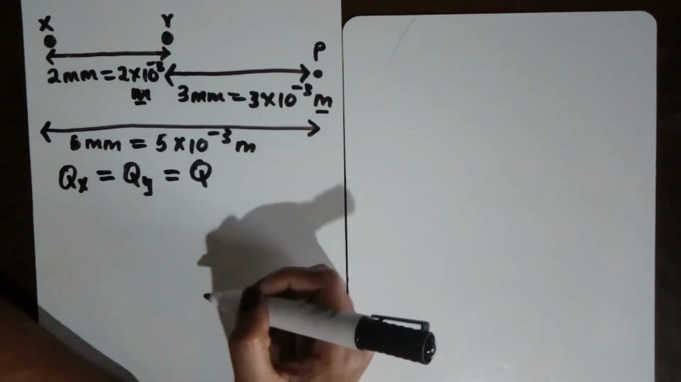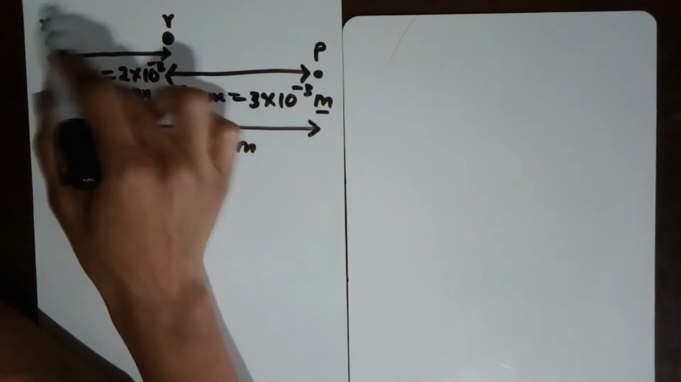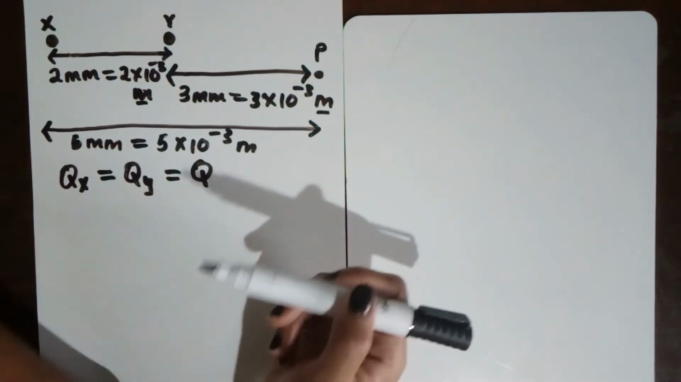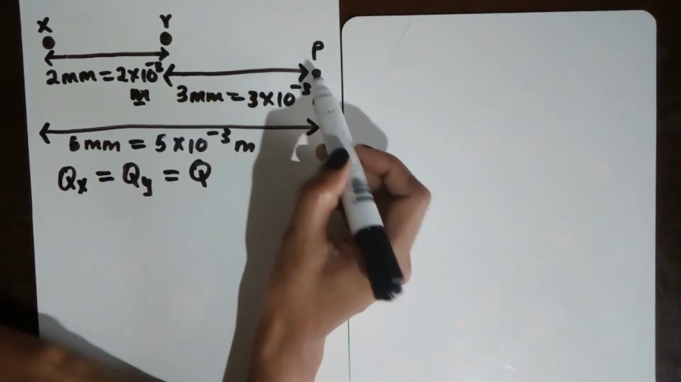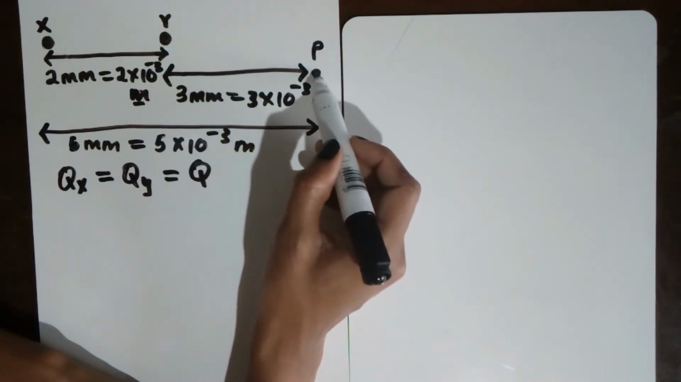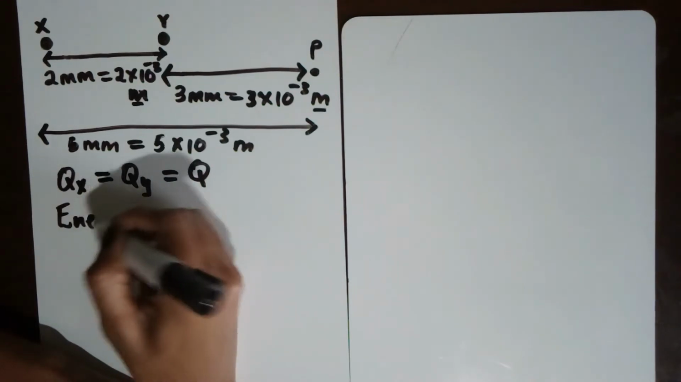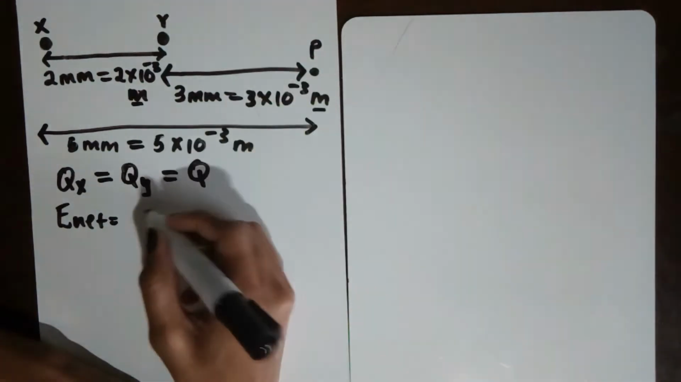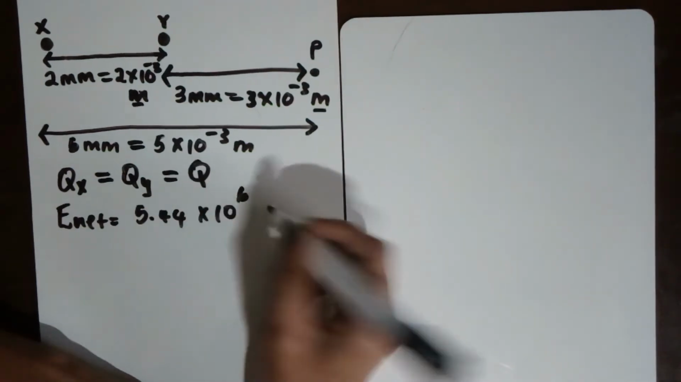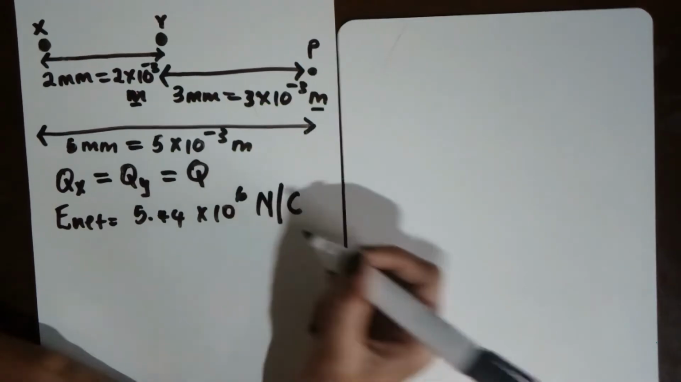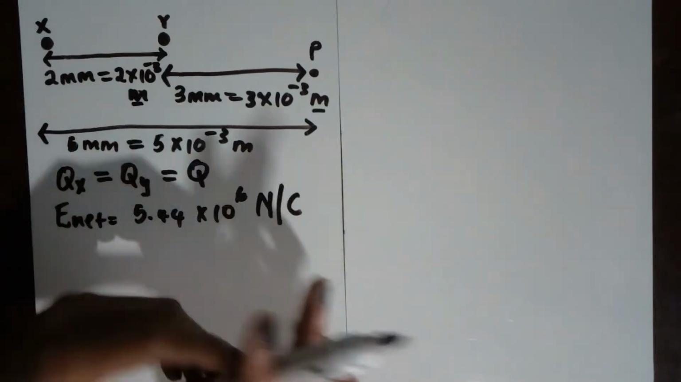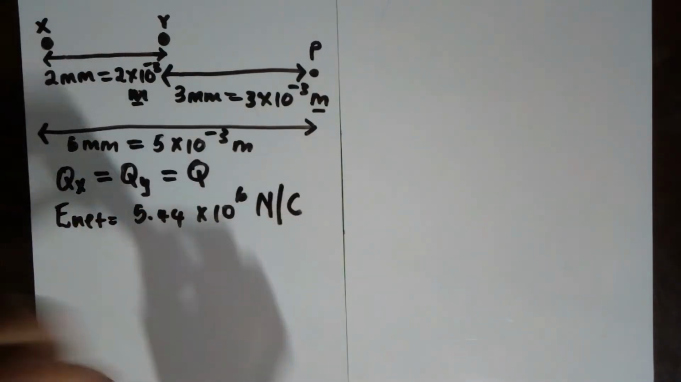They are equal in magnitude as well as their sign. So they can either both be positive or both be negative, right? And then we are told that at this point here, P, the net electric field at P is equal to 5.44 multiplied by 10 to the power of 6 Newton per Coulomb. That is what they told us. That is the information we know already, without having done any calculations.